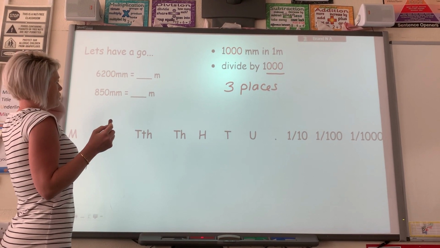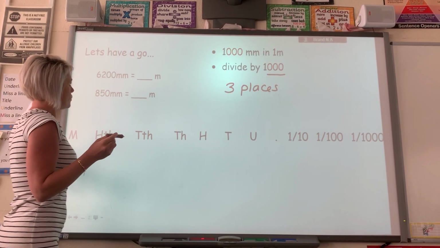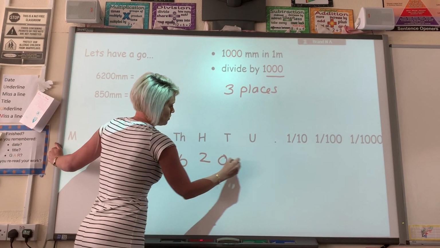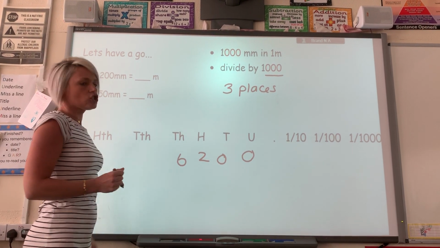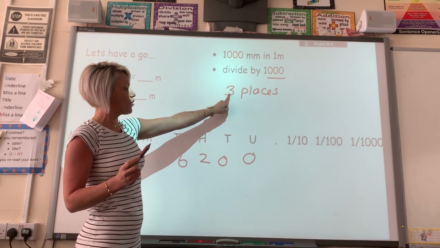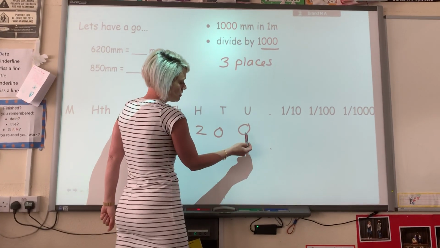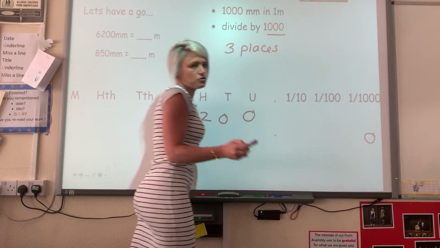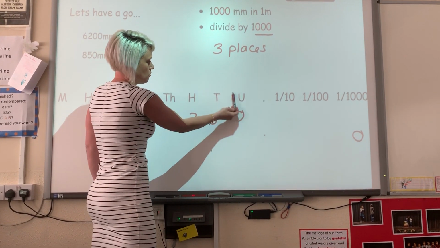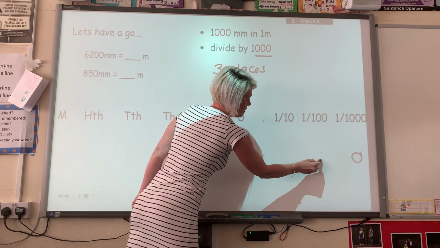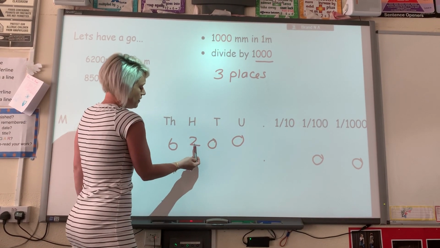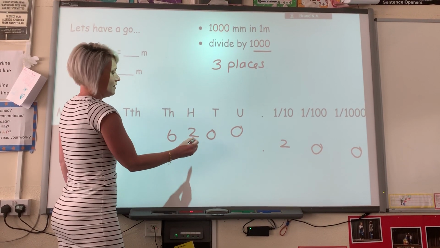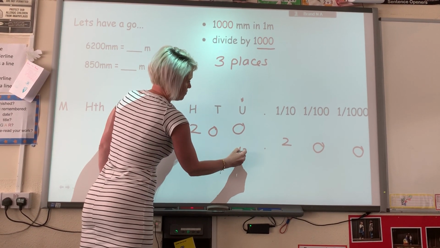So the first question asks us to convert 6,200 millimetres into metres. So we're jumping 3 places. So this 0 here will go 1, 2, 3, all the way down in my thousands column. The next one will jump 1, 2, 3 into my hundreds column. And then the 2, 1, 2, 3 into my tenths column. And the 6 goes into the units.